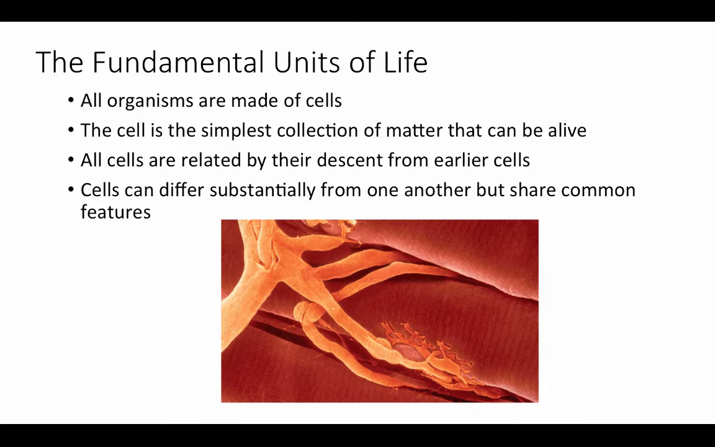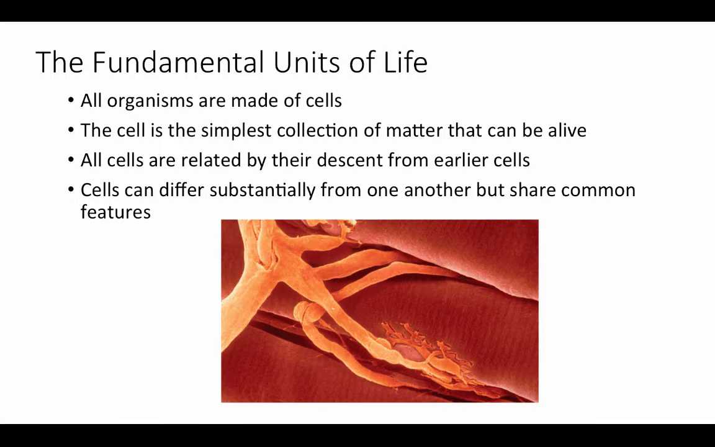So all organisms are made of cells, and the cell is the simplest collection of matter that can be alive, the smallest thing, the simplest thing that can perform all of those functions that all living things do. All cells are related by their descent from earlier cells. What does that mean? That means that there is a single common ancestor that gave rise to all cells that are alive today, including all the cells that make up your own body.